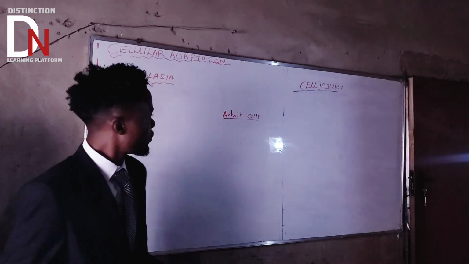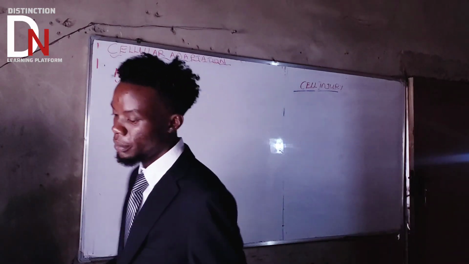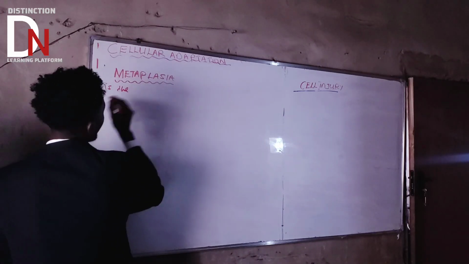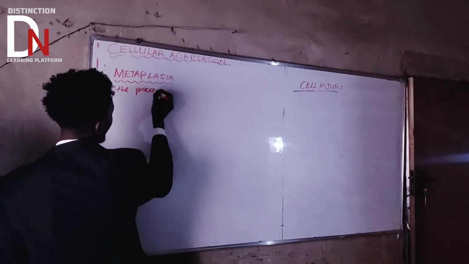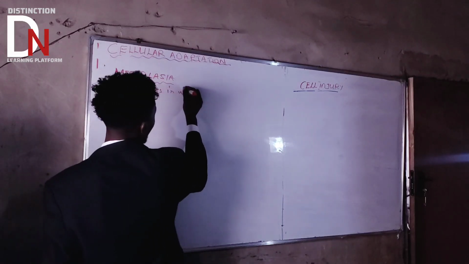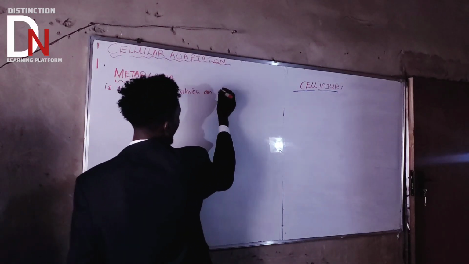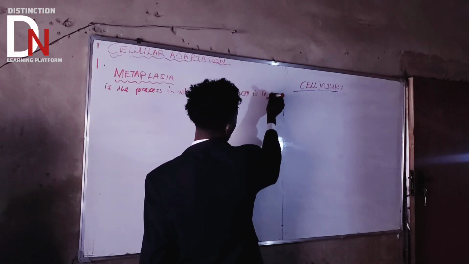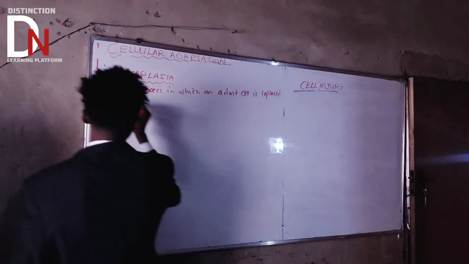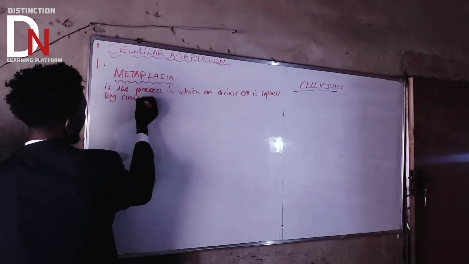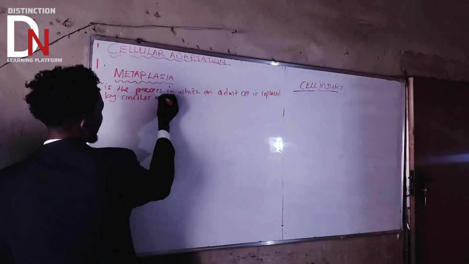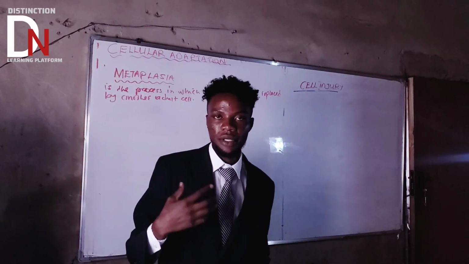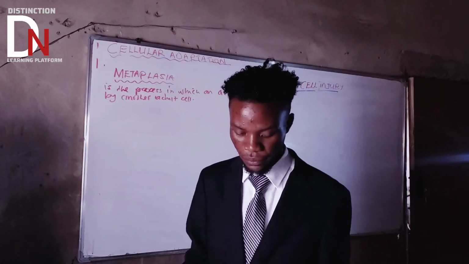Okay, so now what is metaplasia? Metaplasia basically we are saying is the process in which an adult cell is replaced by another adult cell. Okay, that's a very, very good definition of metaplasia.